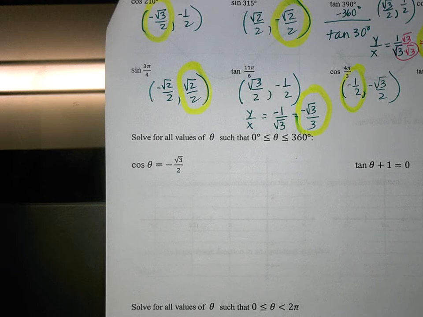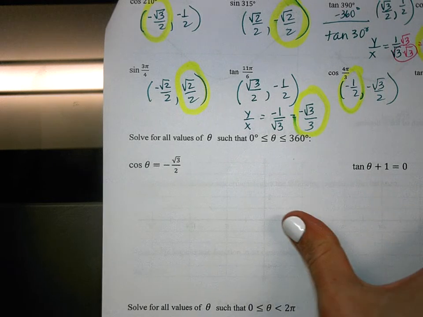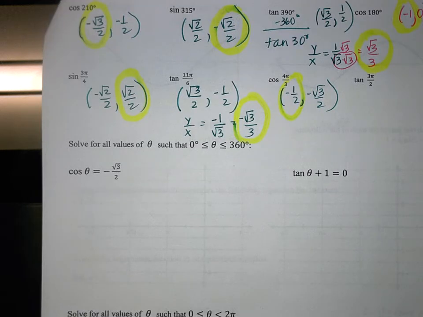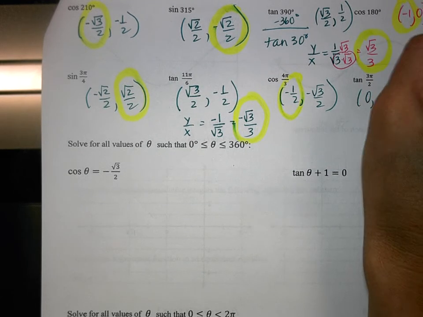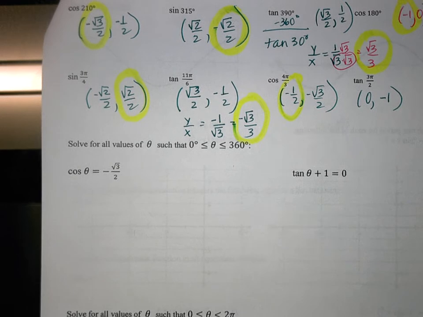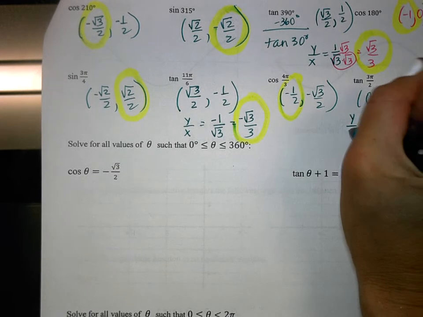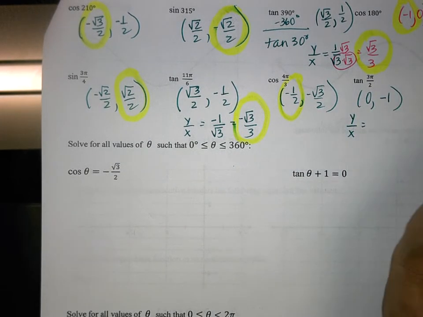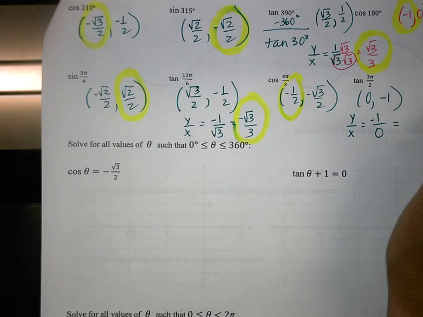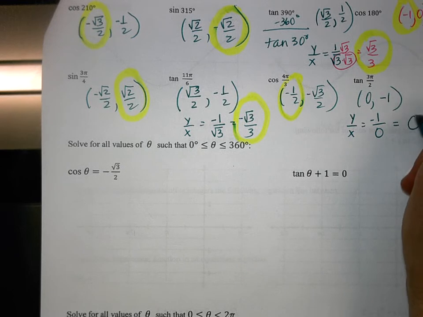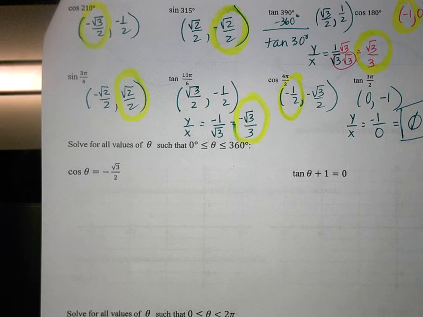Last one, tangent of 3 pi over 2. What is the ordered pair at 3 pi over 2? 0, negative 1. We know that tangent is y over x, and so if I write that, how would I write it? And anytime you have 0 in the denominator, it is undefined. No solution. 0 on top, if it would have been 0 over -1, then it would have been 0. Do we have any questions?